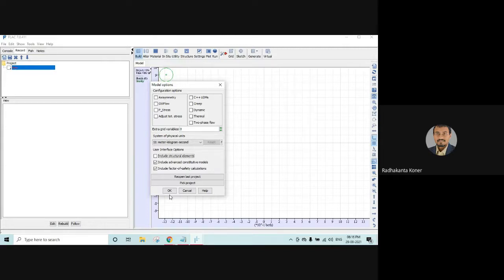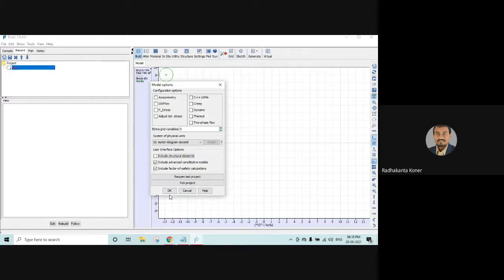So these are the boxes. One box I missed, axisymmetric. Axisymmetric is, suppose an underground well is there. Suppose it is a water well. So you are analyzing only one section of it. I know that if I analyze one section of it, the 360 degree section is more or less equal. So that is axisymmetric analysis.